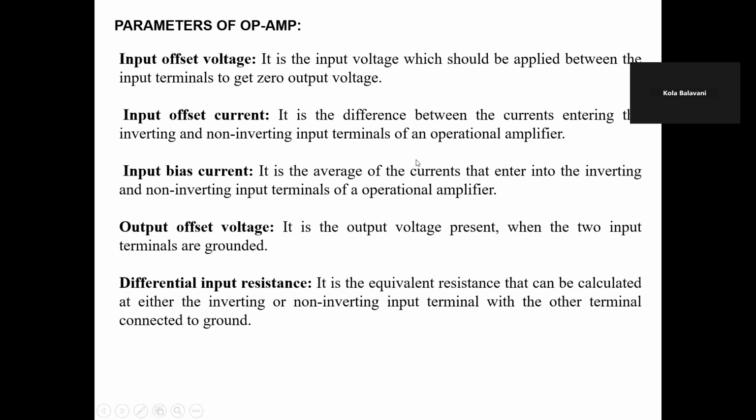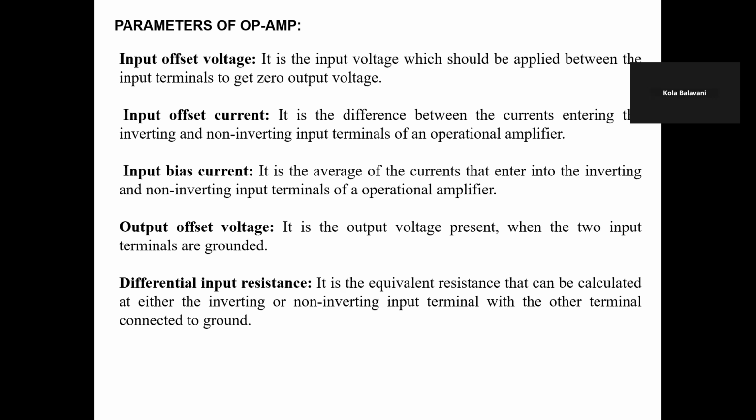Input offset current. The operational amplifier has two input terminals. The input offset current is the difference between the currents entering into the inverting and non-inverting input terminals. So it is the difference of the two currents entering at the operational amplifier, at the inverting and non-inverting terminals. Next, input bias current. It is the average of the currents entering into the two input terminals of the operational amplifier.